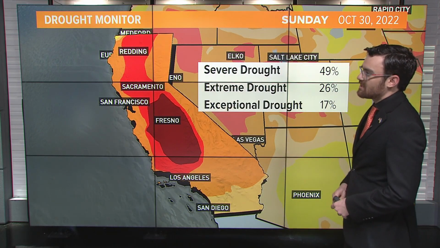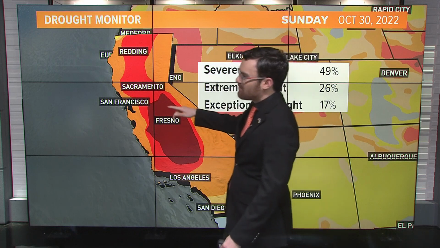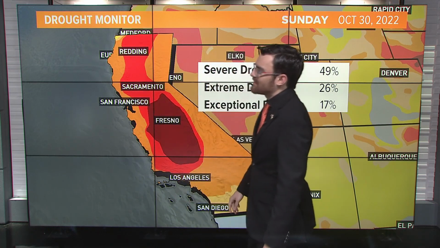There's been a little bit of a change to the map, but not a positive one. Now 26% of the state is in the extreme drought category, and that happened right here, kind of on the west side of the Sacramento Valley, starting to eke into those coastal ranges a little bit. But there is some rain and some snow on the way.